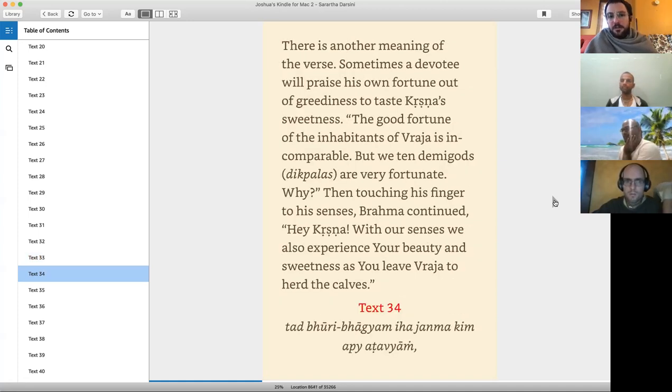There is another meaning of the verse. Sometimes a devotee will praise his own fortune out of greediness to taste Krishna's sweetness. The good fortune of the inhabitants of Vraj is incomparable, but we 10 demigods are very fortunate, Dikpalas. Why? Then touching his finger to his senses, Brahma continued, Hey Krishna, with our senses we also experience your beauty and sweetness as you leave Vraj to herd the calves. Okay, so this is the other explanation.